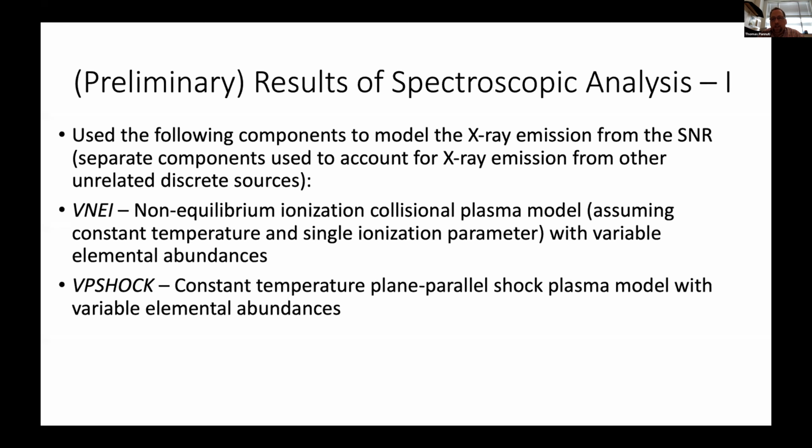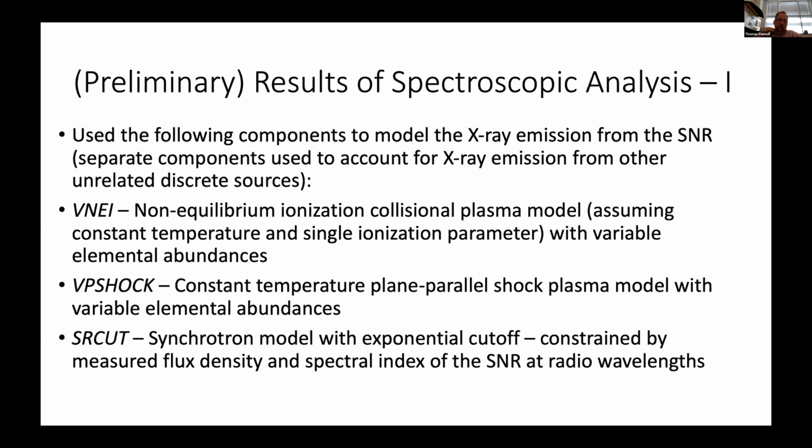VPshock is a little bit more complex. This one assumes different temperatures for the electrons and the ions, and tries to fit them as two different temperatures. The V prefix also indicates that we have variable elemental abundances here too.